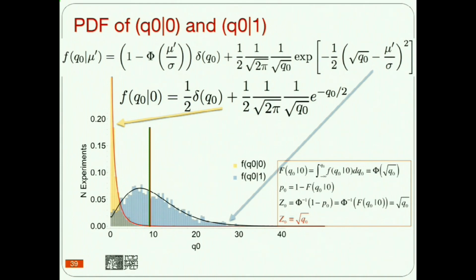So what you want is the median of this distribution, and it gives you your expected sensitivity. In this case, 3 sigma. Okay? That's what you want.